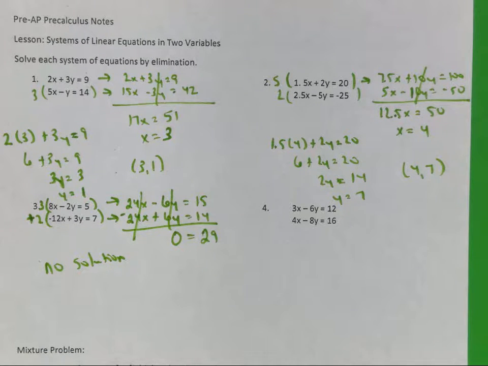Try number 4 now. And then we're going to go to 3 variable. These are the easy ones.